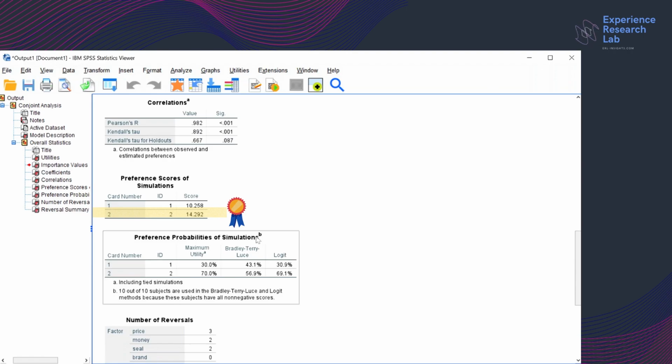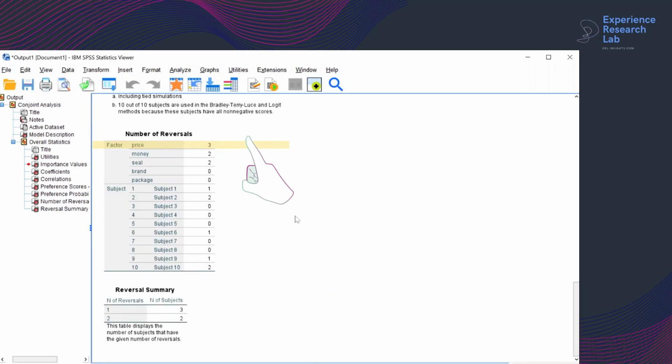How about the cards used in simulations? In line with the previous manual calculation in Excel, it also finds that card number 2 is the most preferred. Finding is consistent across the 3 probability of choice models: maximum utility, BTL, and logit model. The last table shows the number of subjects or respondents whose responses are against expectation. While the majority express a greater preference for the cheaper carpet cleaner, 3 show the opposite. Some prefer more expensive cleaners. Others prefer one that doesn't have a seal and a money-back guarantee.